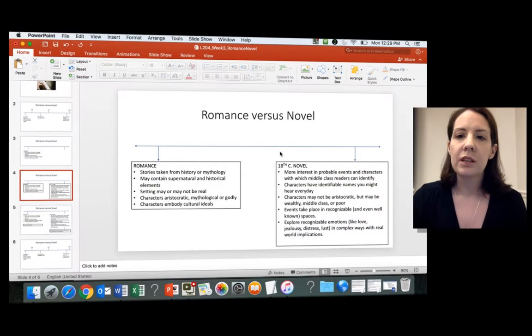Now, as I mentioned, 18th century novels still tell stories about adventures, and they still tell stories about intimate relationships, so romances, but they tend to get written in more probable and realistic ways, and they tend to focus a little bit more attention on character psychology and motivations. So let's take a look at some of the differences. They're written on the right-hand side.